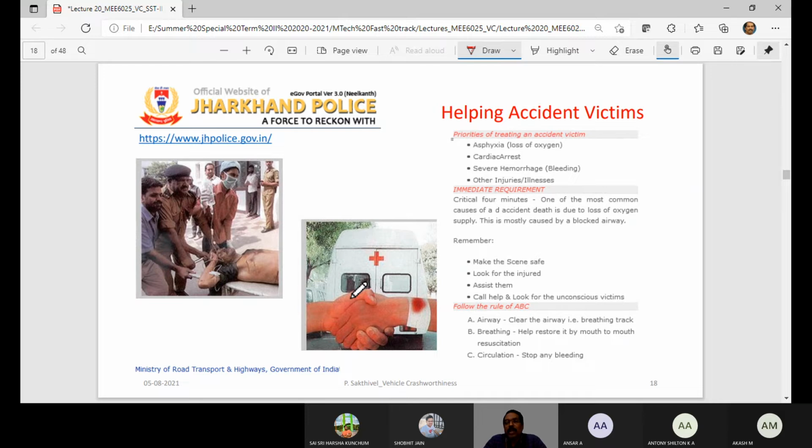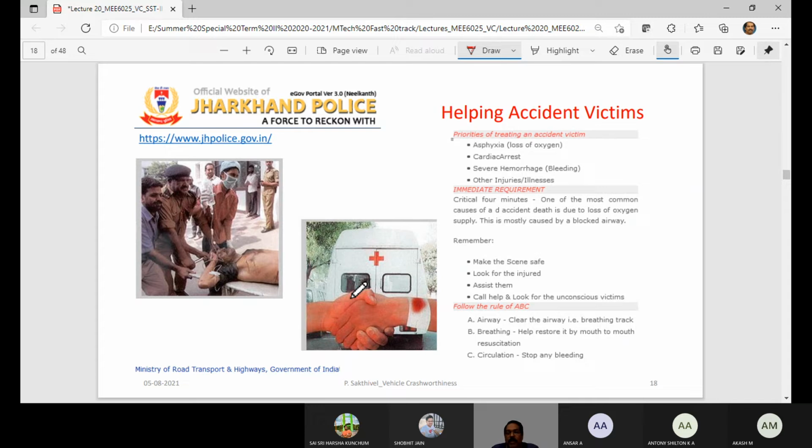Asphyxia, that is loss of oxygen, and then cardiac arrest, severe hemorrhage, that is bleeding, other injuries, illness. These are the things that would be immediately witnessed in accident victims. The immediate requirement is critical: within 4 minutes, one of the most common causes of accident death is due to loss of oxygen supply. This is mostly caused by blocked airways. So follow the rule ABC. What is that? Airway, breathing, and circulation.